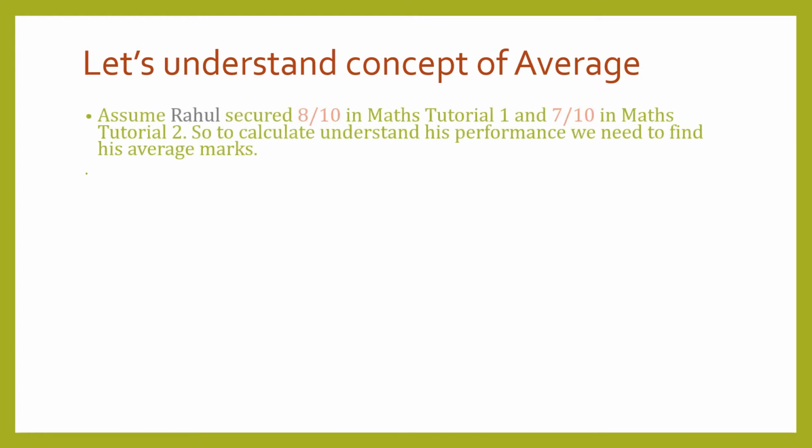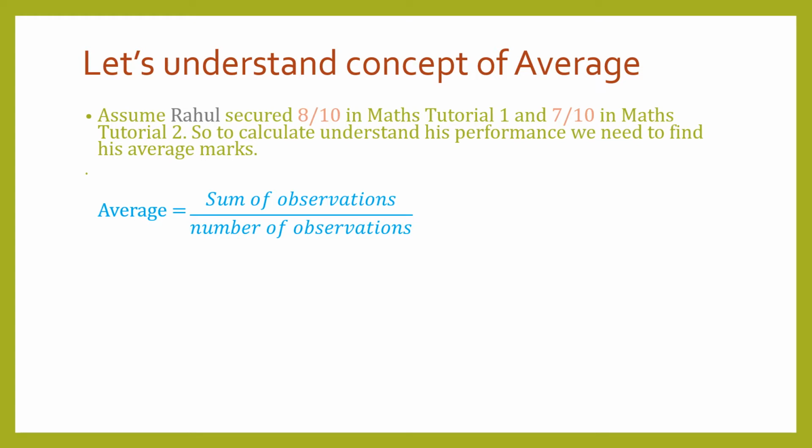Now, let us assume there is a child named Rahul who has secured 8 out of 10 marks in maths tutorial 1 and 7 out of 10 in maths tutorial 2. To understand his performance, we need to find his average marks. Now, let's see the formula to calculate the average. The general formula to calculate average is equal to the sum of all observations upon the number of observations.